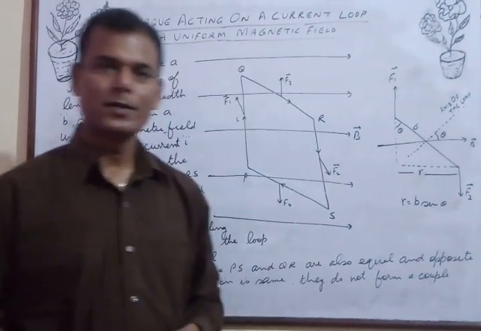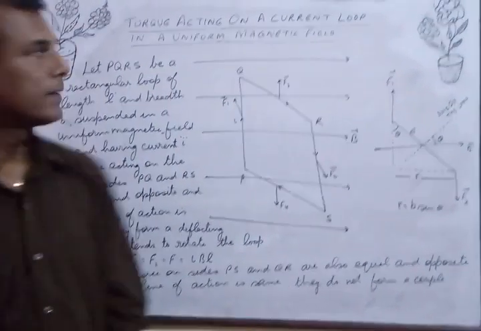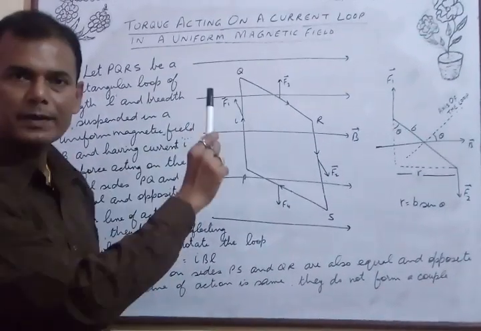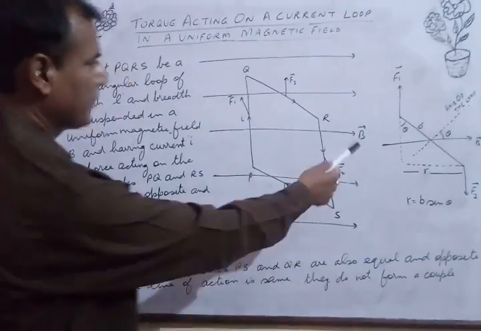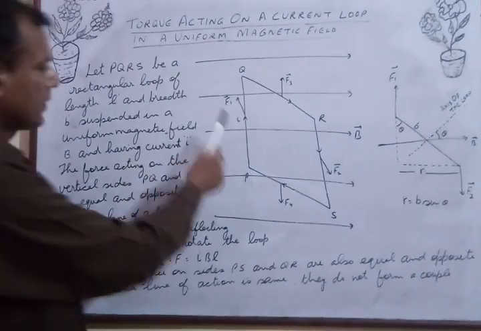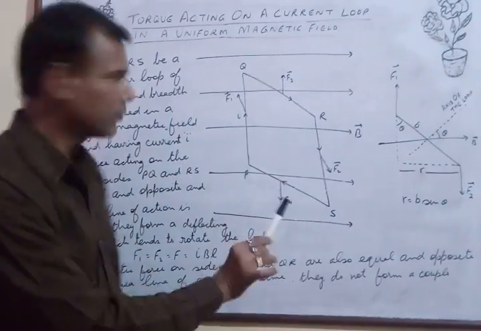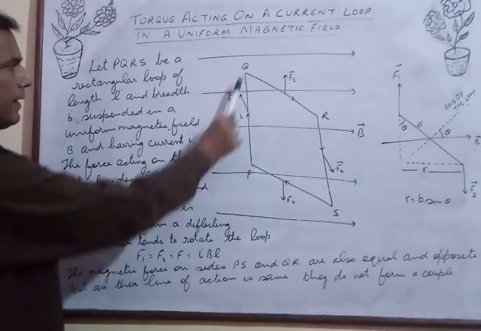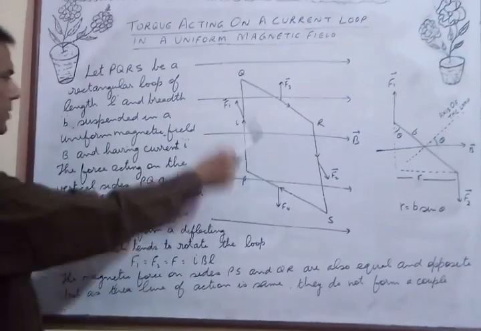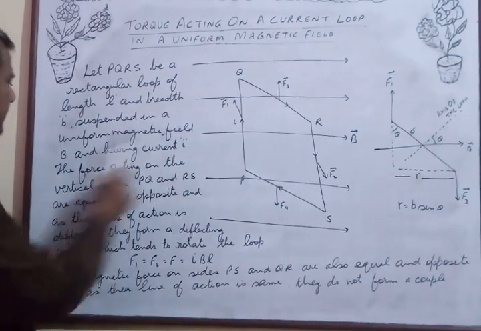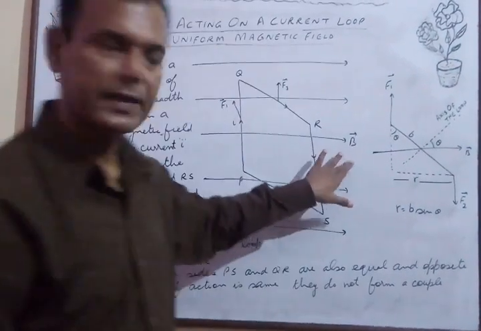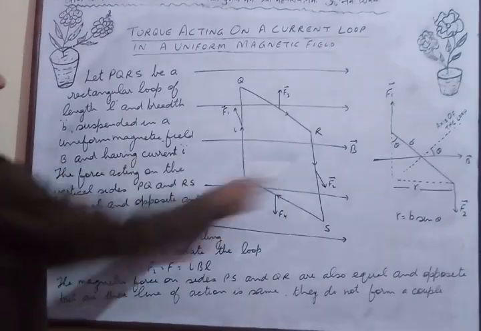Hello students, in this video we are going to see torque acting on a current loop in a uniform magnetic field. This is a diagram made. Let PQRS be a rectangular loop of length L and breadth B. It is suspended in a uniform magnetic field B, and it has current I.